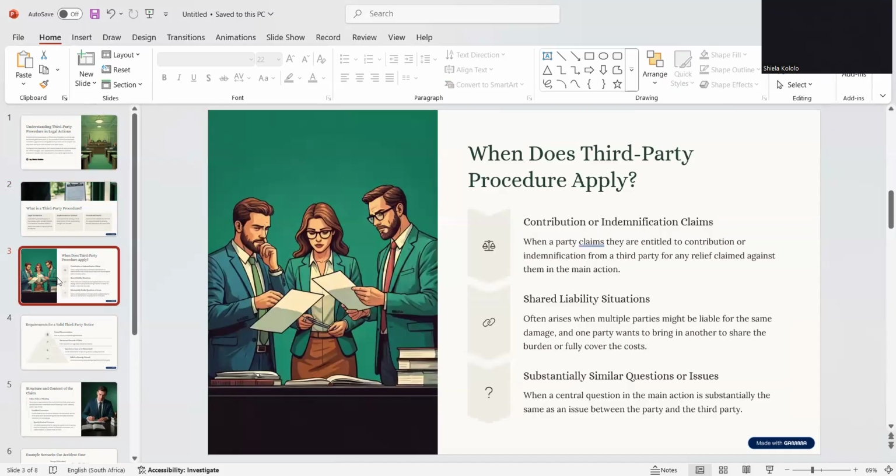When does a third party procedure apply? A third party procedure applies when a party claims that they're entitled to contribution or indemnification from a third party from any relief claimed against them in the main action. So as I have said, let's say, I wish I could find a perfect example. Okay, let's say I built a house, right? So there was someone who was building the house and there was someone who's doing the roof.